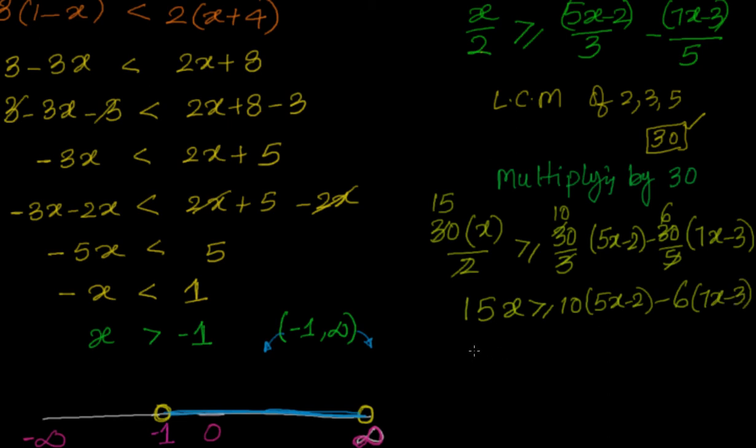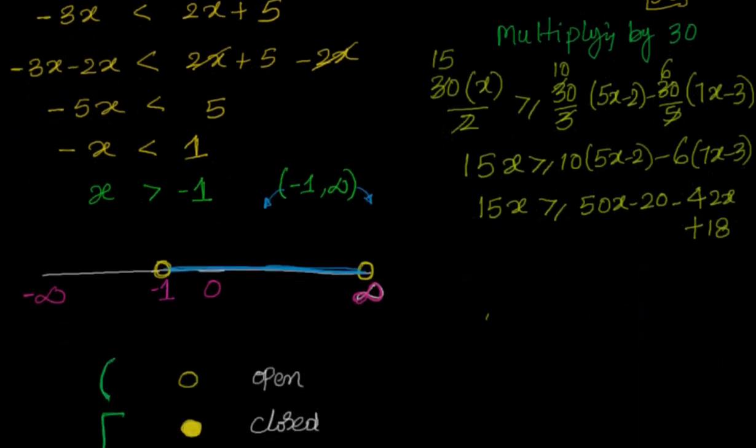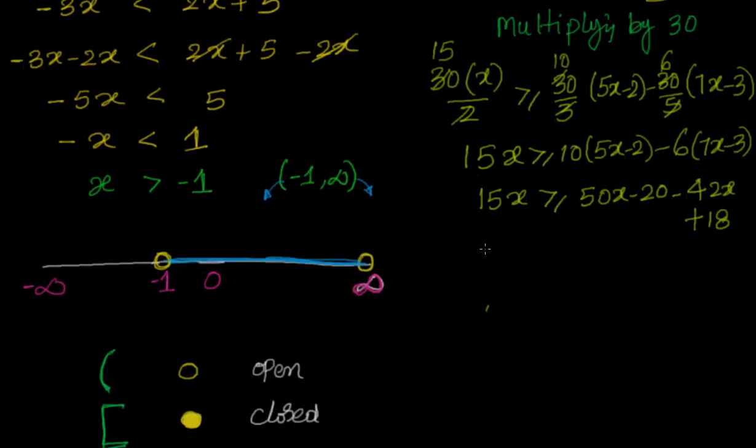Now we'll expand this and simplify that. So it will become 15x greater than or equal to 10 into 5 is 50, 50x minus 20. Then I'll have minus 6 into 7, that is minus 42x. Then I'll have minus 6 into minus 3, that's nothing but equal to plus 18. Now this is nothing but equal to 15x greater than or equal to 50x minus 42x is 8x, minus 20 plus 18 is nothing but equal to minus 2.